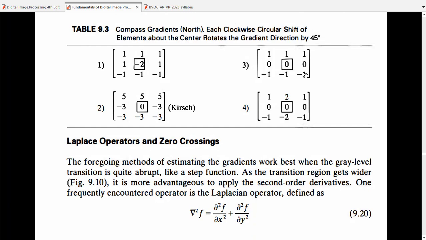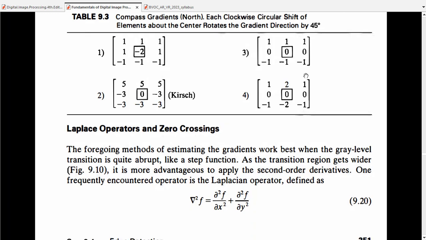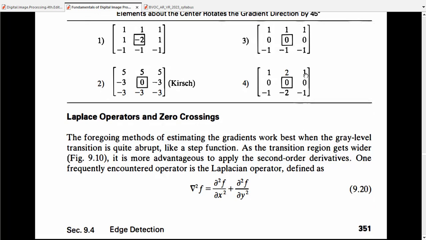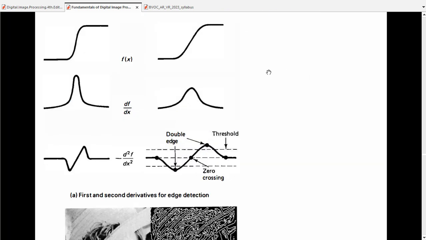Laplacian operator and zero crossing. The foregoing methods of estimating the gradient work best when the gray level transition is quite abrupt, like a step function. Another operator is delta squared f equal to the second partial derivative of f with respect to x squared plus the second partial derivative of f with respect to y squared. In this concept, we see the different amplitude functions of f of x. Here we have df divided by dx, the differential equation. Again, the first order derivative and the second order derivative, d squared f divided by dx squared.